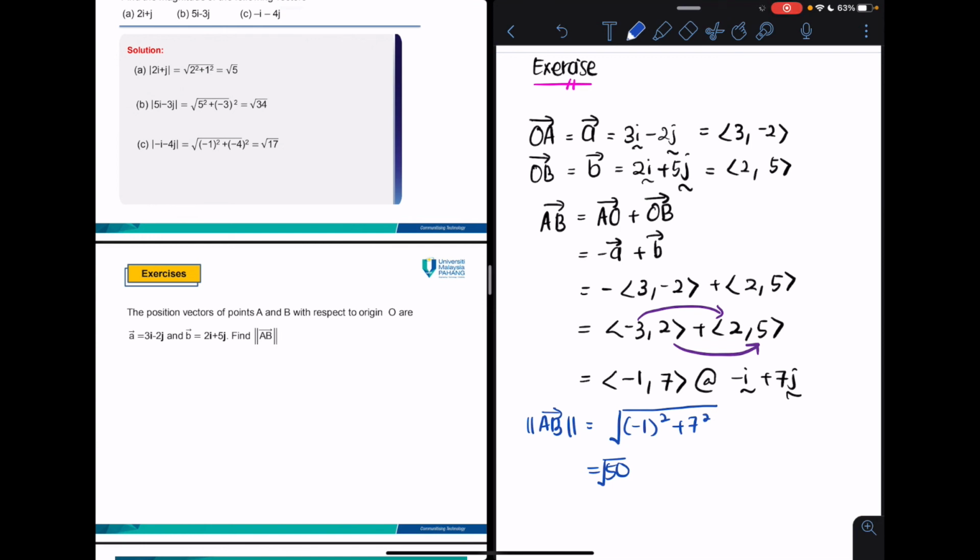When I want to search for negative A, I have to multiply according to the components. So negative times the component of vector I, and negative times the component of vector j for vector A. And then when I perform the addition between two vectors, I add according to the components. Towards the end, I will get negative i plus 7j. Then the question asks us to determine the magnitude of vector AB. By using the formula, the square root of A squared plus B squared, I will get the square root of 50 as the answer. I hope you can do this on your own by using my reference.